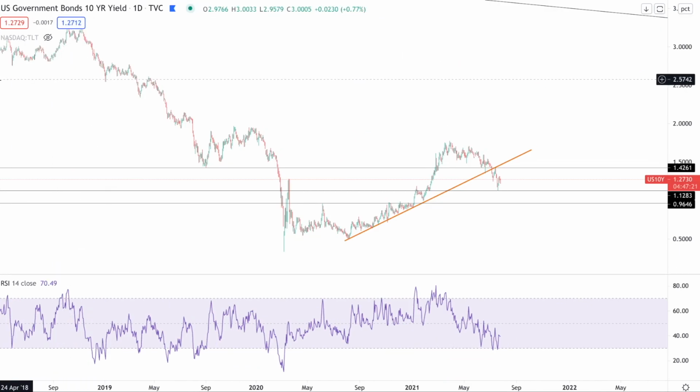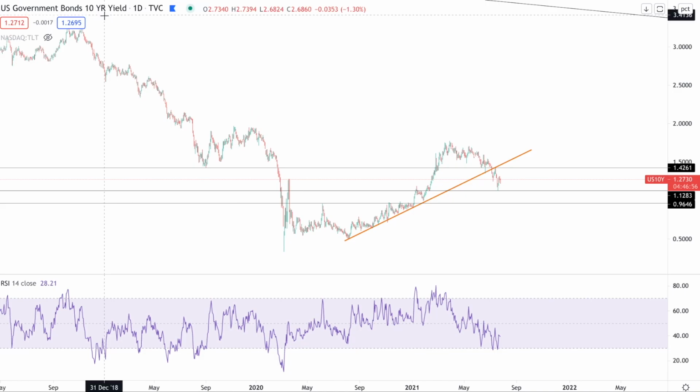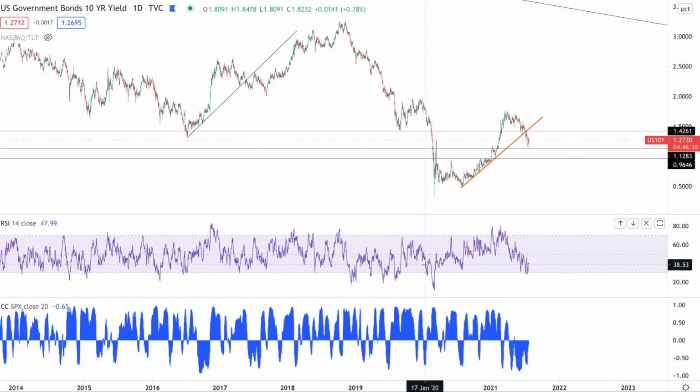Now, the reason we're taking a look at the 10-year yield is because of its massive correlation with equities. When you see the 10-year yield rally, it's suggesting that the economy is strong. There's a big correlation between yields and equities. Zooming out here, I've put up this indicator highlighting the correlation between the S&P 500 and the 10-year yield. When this indicator is above that zero line, it means the correlation is positive, meaning that when yields go up, stocks go up. When yields go down, stocks go down.